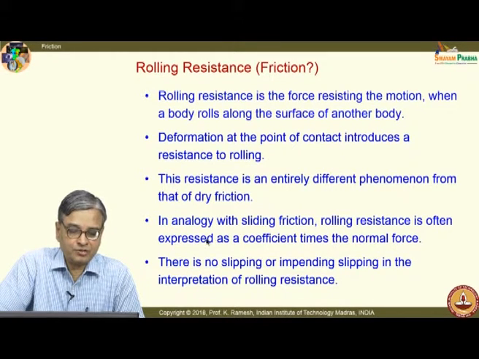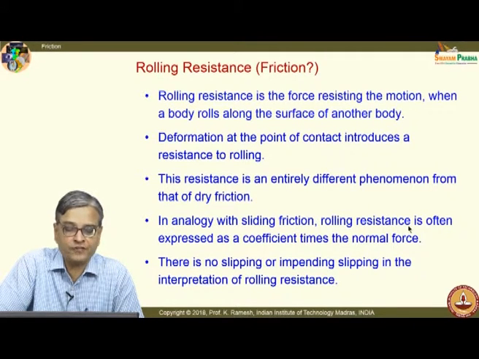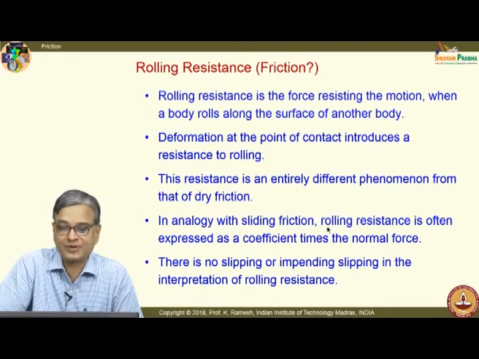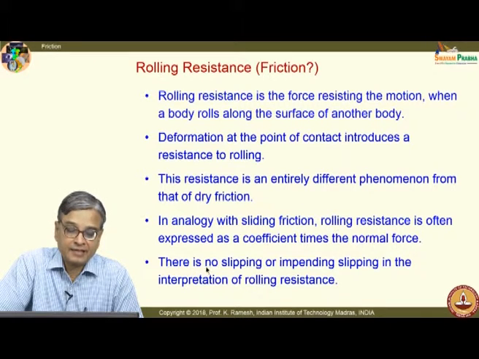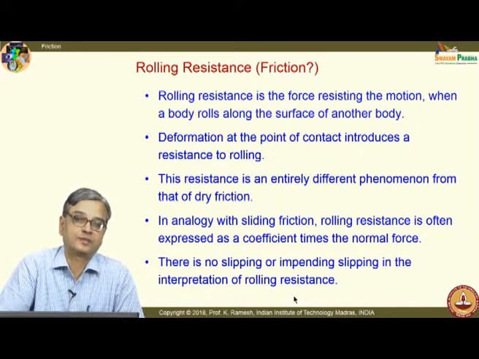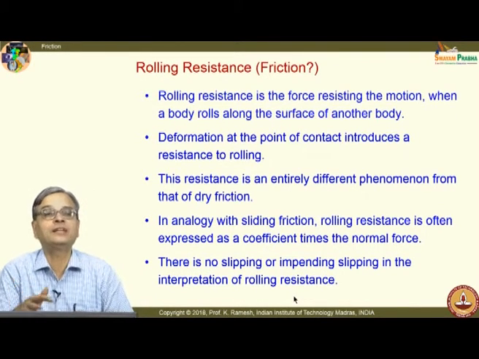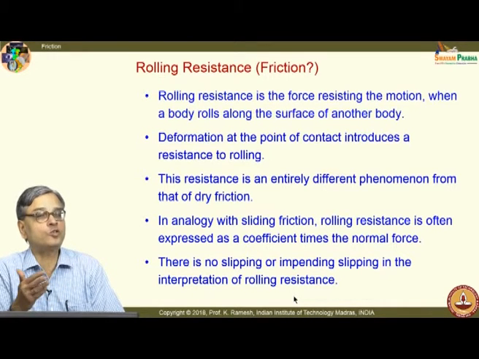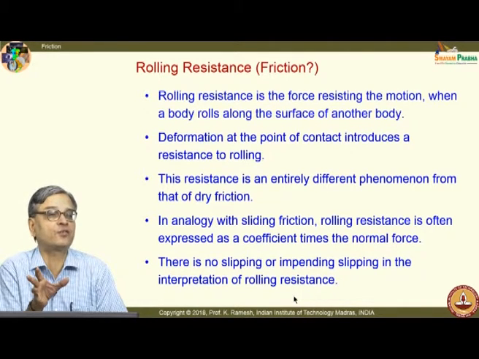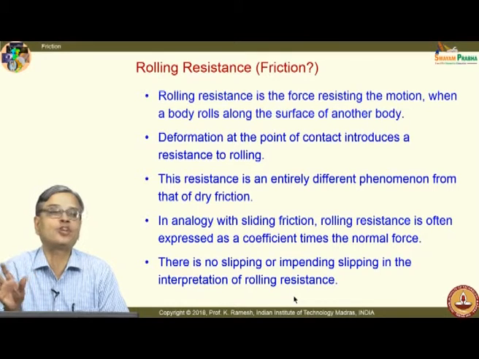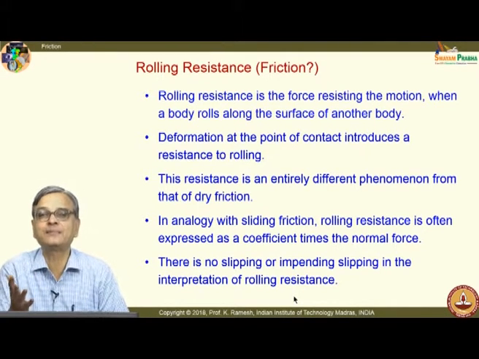Like I mentioned to you earlier, in analogy with sliding friction, rolling resistance is often expressed as a coefficient times the normal force. This is where it shares the commonality. There is no slipping or impending slipping in the interpretation of rolling resistance. Do not extrapolate beyond the point. Rolling resistance is also expressed as some coefficient of rolling resistance multiplied by the normal force. That is the only meeting point.